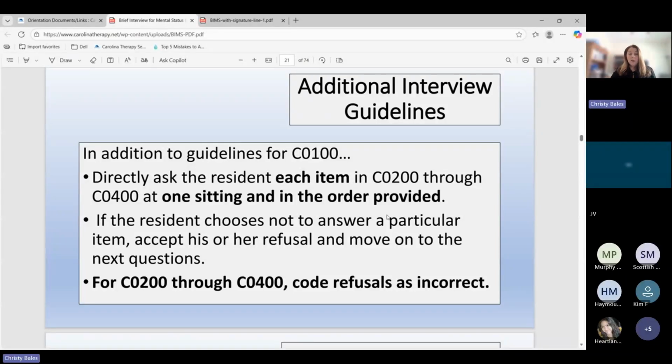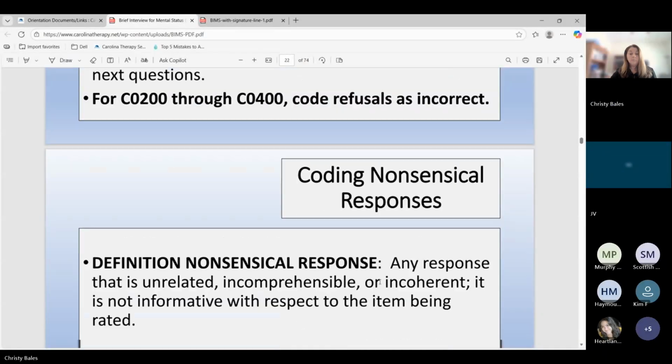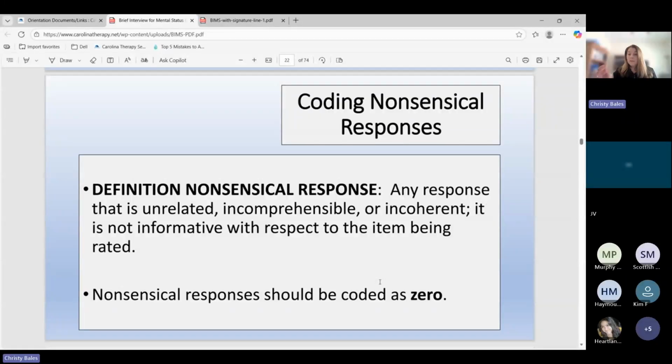If the resident chooses not to answer a particular item, accept his or her refusal and move on to the next question. And you code from 200 to 400, you code refusals as incorrect. Coding nonsensical responses. Definition of nonsensical response: any response that is unrelated, incomprehensible, or incoherent. It is not informative with respect to the item being rated. Nonsensical responses should be coded as 0.